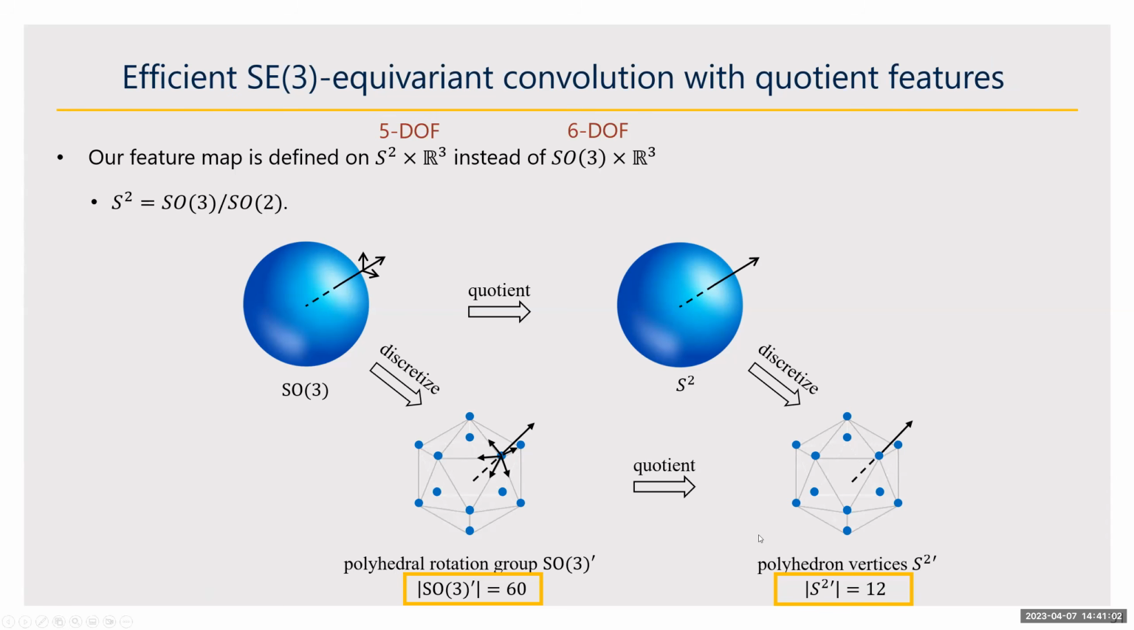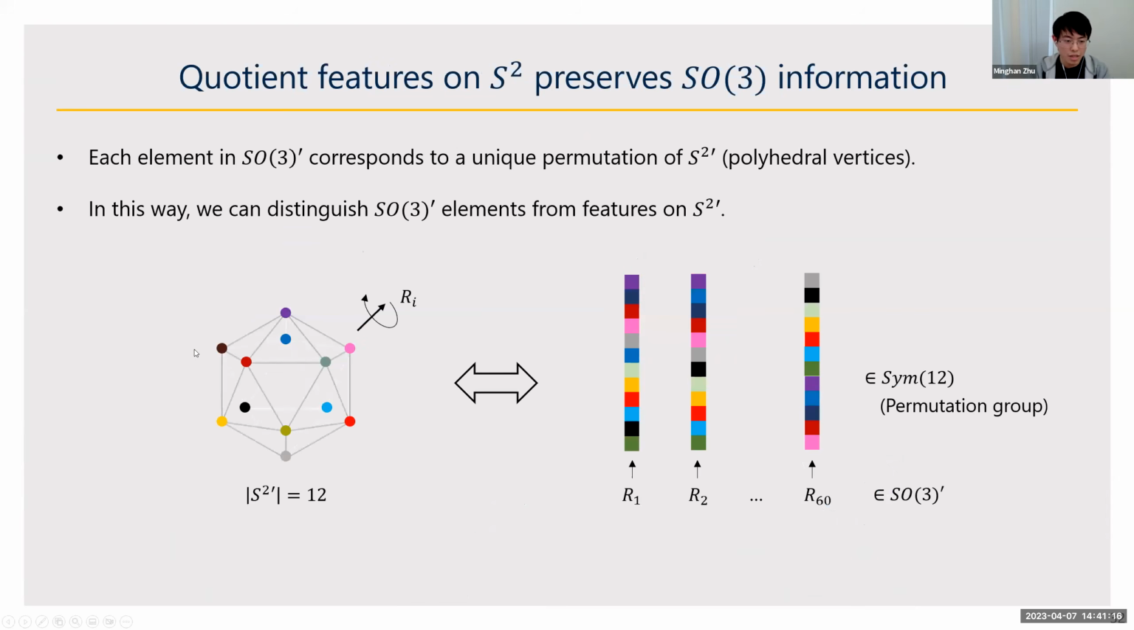So if you look at, for example, this polyhedron, a human can tell the pose or the orientation of this polyhedron by looking at the polyhedron itself, right? By looking at, for example, all the colors of these vertices, you can tell which orientation it is.